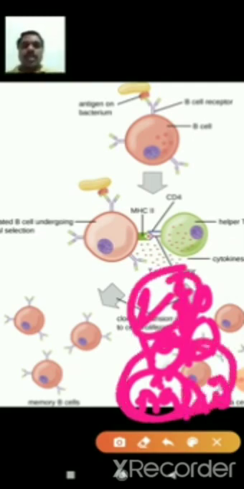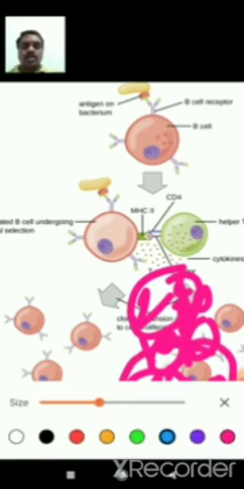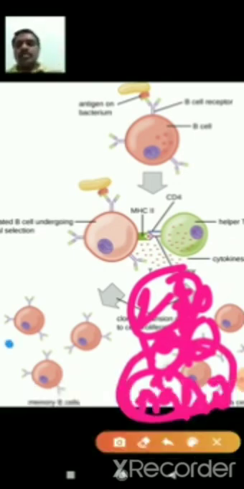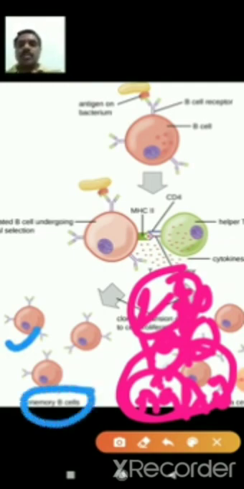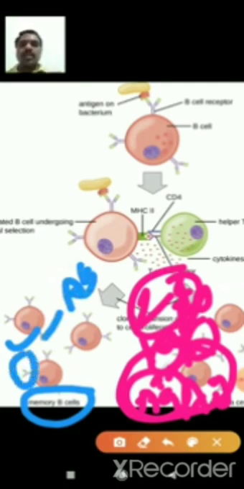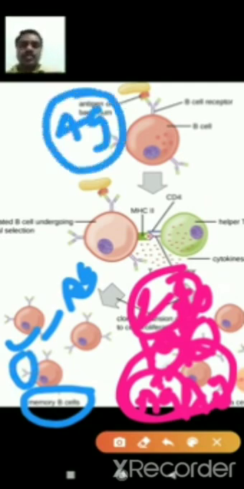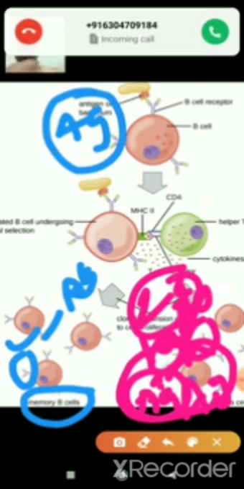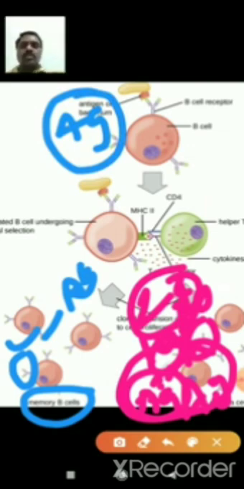But along with the plasma cells, the memory cells also proliferate. These memory cells do not release antibodies, but they keep the antibodies on their surface and wait for the next entry of the antigens again. This is what we call secondary immunity.